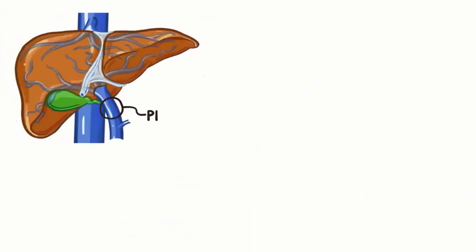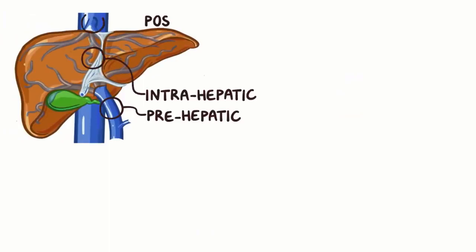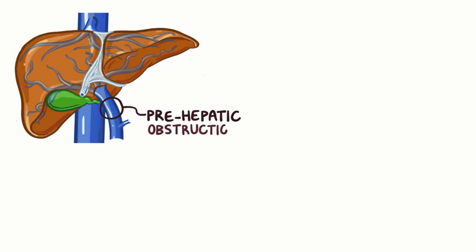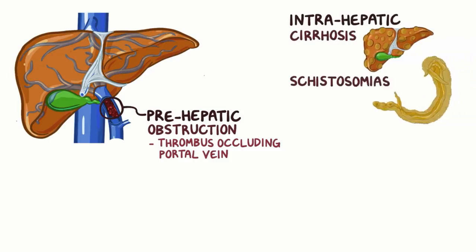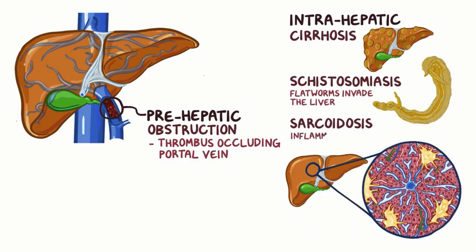Now, causes of portal hypertension can be classified as prehepatic, intrahepatic, or posthepatic, depending on where the obstruction is. The most common prehepatic cause is portal vein obstruction, like when there's a thrombus occluding the portal vein and blocking blood flow. Intrahepatic causes include cirrhosis, schistosomiasis, which is when flatworms invade the liver, and sarcoidosis, which is when inflammatory cells form lumps called granulomas inside the liver. Cirrhosis is by far the most common of the three.